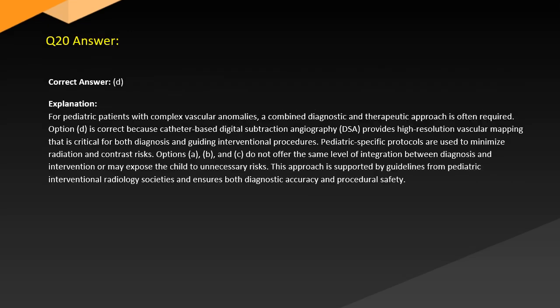Answer. Correct answer: D. Explanation. For pediatric patients with complex vascular anomalies, a combined diagnostic and therapeutic approach is often required. Option D is correct because catheter-based digital subtraction angiography (DSA) provides high-resolution vascular mapping that is critical for both diagnosis and guiding interventional procedures. Pediatric-specific protocols are used to minimize radiation and contrast risks. Options A, B, and C do not offer the same level of integration between diagnosis and intervention or may expose the child to unnecessary risks. This approach is supported by guidelines from pediatric interventional radiology societies and ensures both diagnostic accuracy and procedural safety.